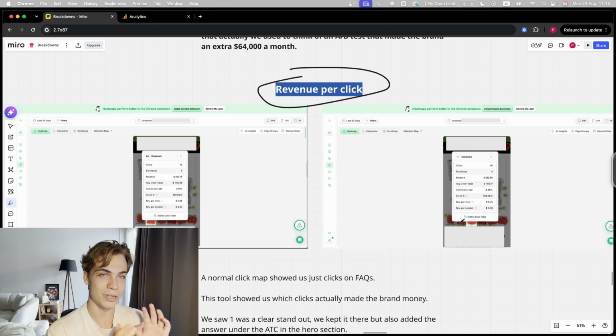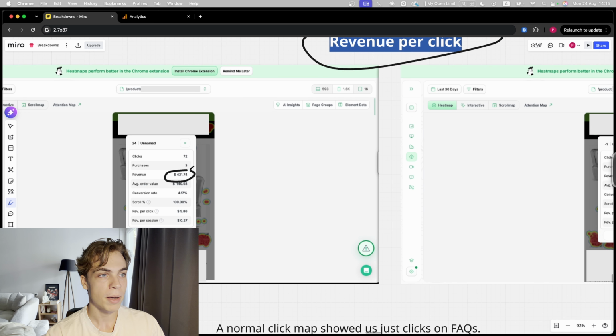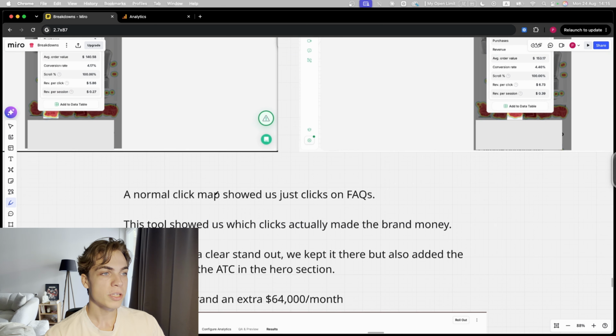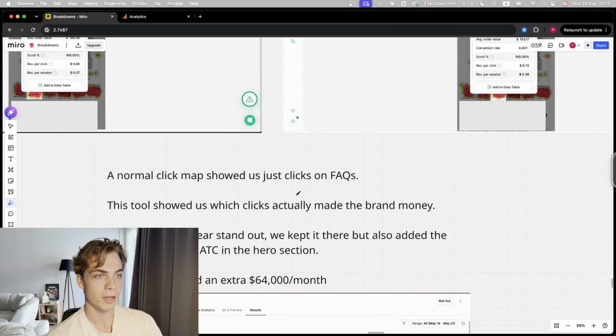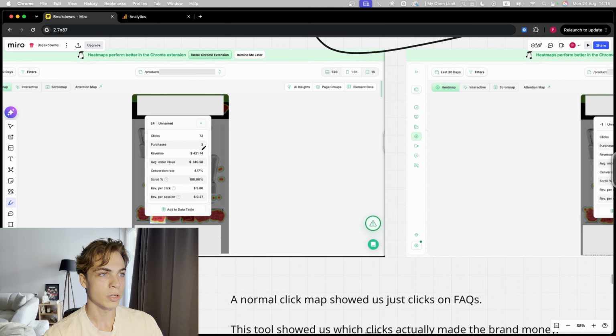And now this is just the simplest thing that I could think of to instantly show you, but of course, there are better uses for this, and you can see how much more powerful this is. It's showing you how much money it made with the person that clicked this, the average order value of it, the revenue per click of it, right? A normal heatmap, for example, showed us the amount of clicks that a frequently asked question got. But this tool showed us which clicks actually made the brand money, as I said. You see that over here, right?